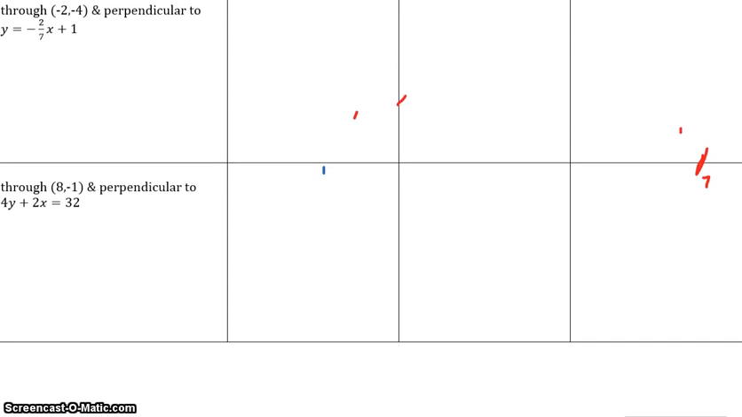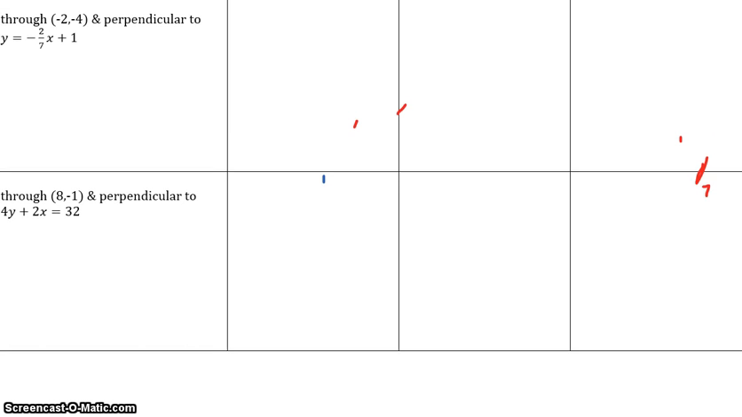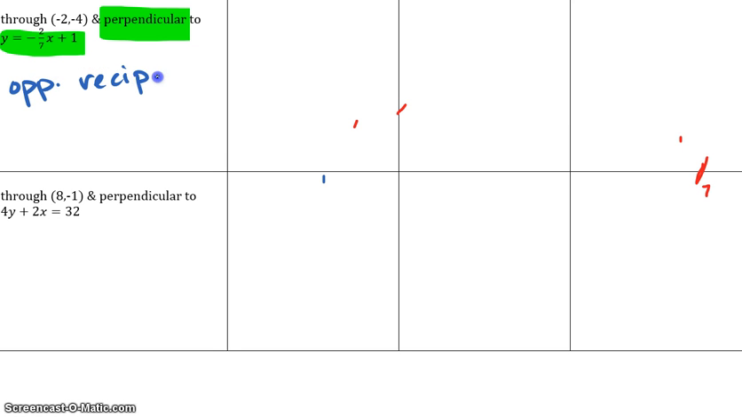Looking at the next example, again we have a point and we have the equation of a line, but this time we are looking at being perpendicular to that line. That means that we want an opposite reciprocal. So we are going to flip and change the sign. So instead of negative 2 over 7, we're going to say that the slope is positive 7 over 2.